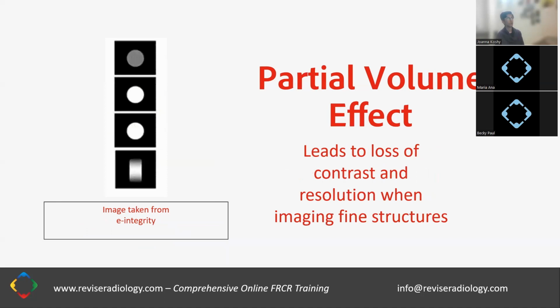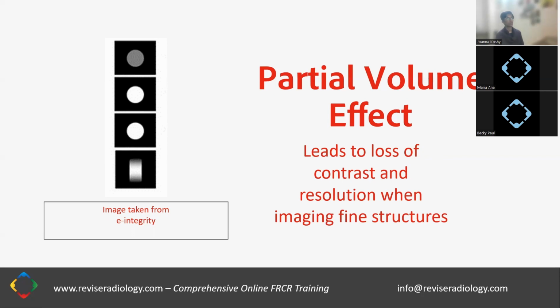So what this means is if you have a high contrast image, it leads to a loss of contrast and resolution when imaging fine structures. We can understand how that would happen. If it's a very fine structure that's smaller than the slice thickness, then there's a loss of contrast and resolution. So we can see that in the image here on the left-hand side, where the top image is actually supposed to be white. However, it's gotten averaged with the dark background, and so it's become a gray color instead. So that is when the object is smaller than the slice thickness.